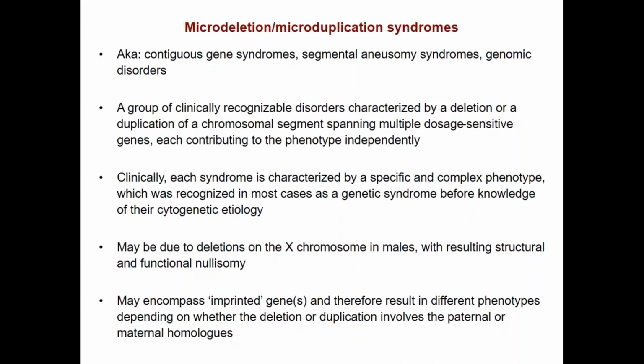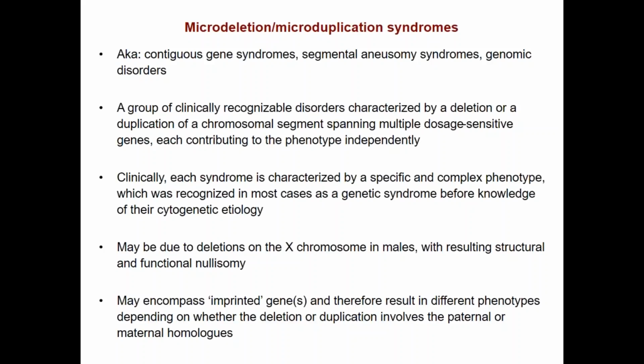Some of them, especially microdeletions, if they are on the X chromosome in a male, you are actually deleting the only copy of that gene in a male because the other copy is a Y chromosome. And you are resulting in structural nullisomy. You are deleting the single copy available in this male.